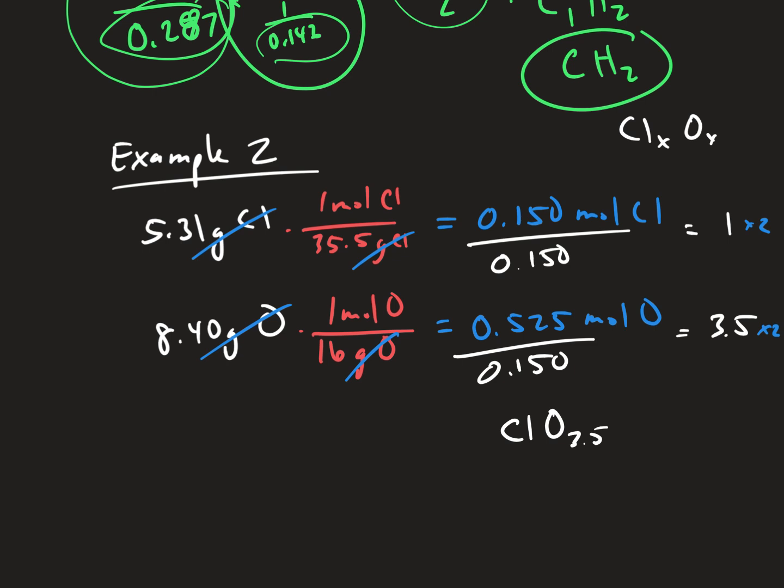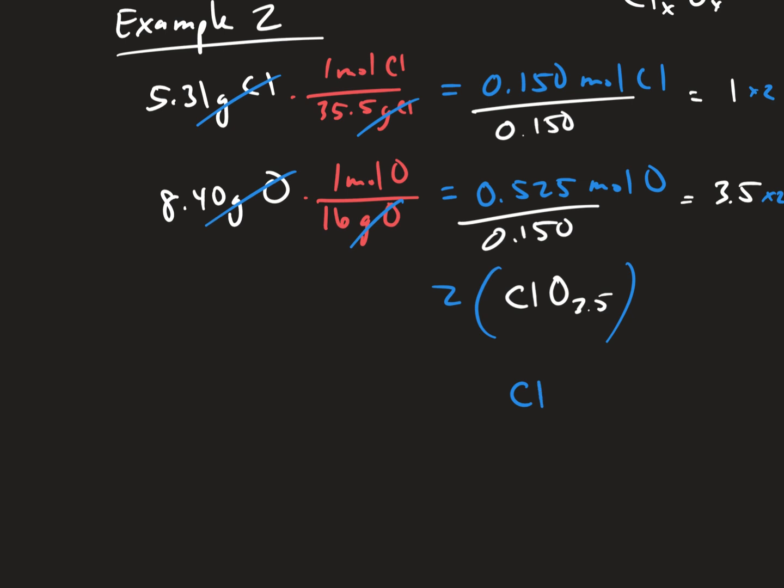Whatever we do to the one, we do to the other. The same thing. So the ratio remains the same. And so we got to multiply everything by 2, and we get Cl2O7. And you probably got that ages ago, right? No problem. Does that make sense to everybody?